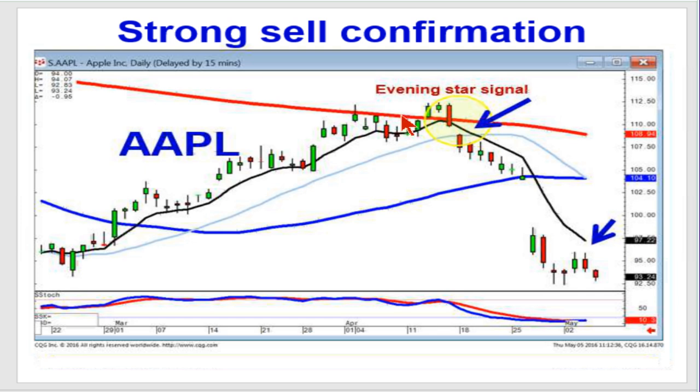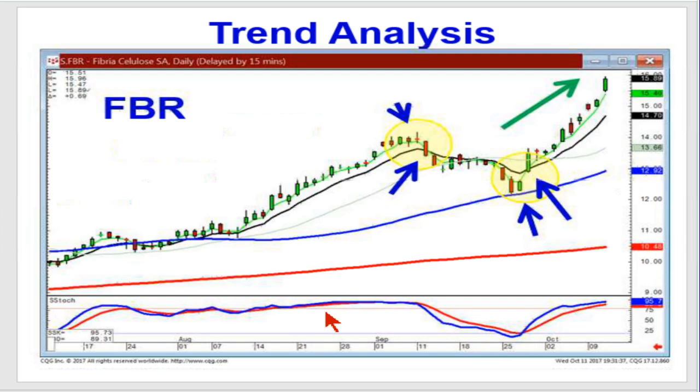Here's your evening star signal: failure at the 200, close below the T-line, gap down. You add all that together, it's very strong, especially with your stochastics rolling over, strong down move. This is wave 1, this is wave 2, and what's the piece of information that we get right here? A bullish harami right smack dab on the 50 tells us the selling has stopped. Then if they gap it up, what's that tell us? Not only has the selling stopped, but the buying has come back in with great force. That's where you want to be buying.